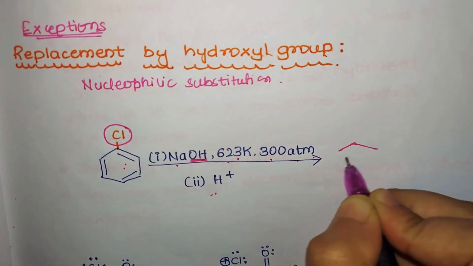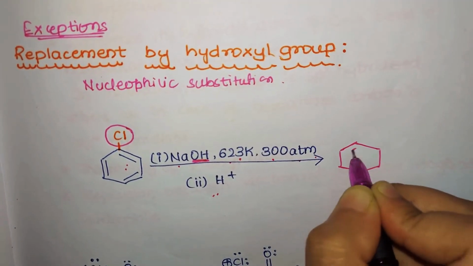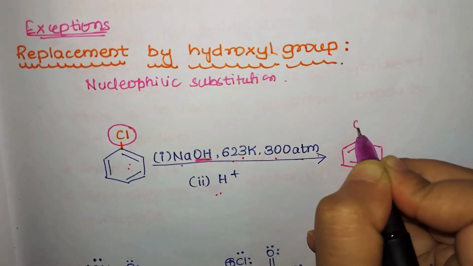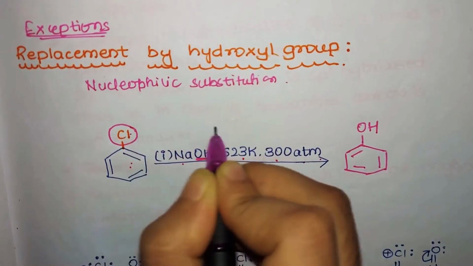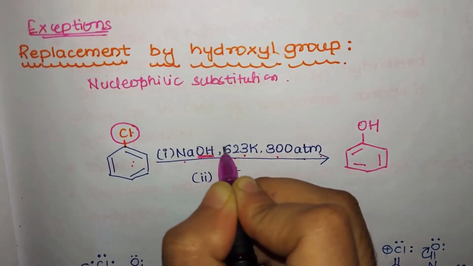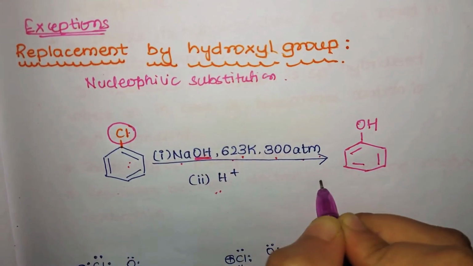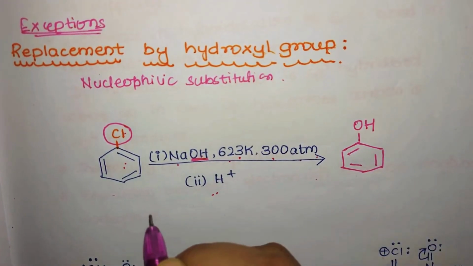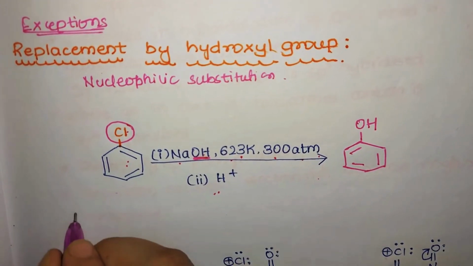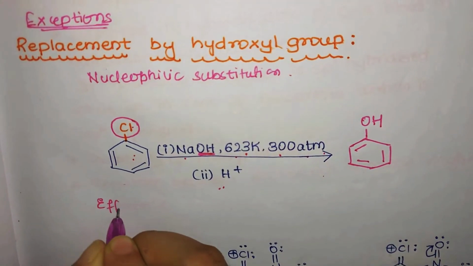And on that, what happens? Substitution takes place. Which was the nucleophile here? OH. Cl is substituted by OH. And when Cl is substituted by OH, that is OH gets associated with the benzene ring, we call it as what? Phenol. So next we'll study how to increase the reactivity of this aryl halide.